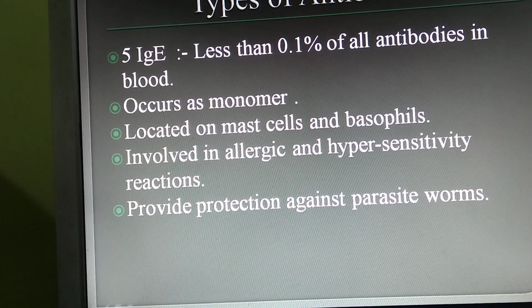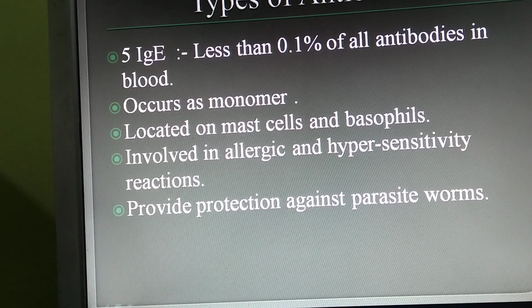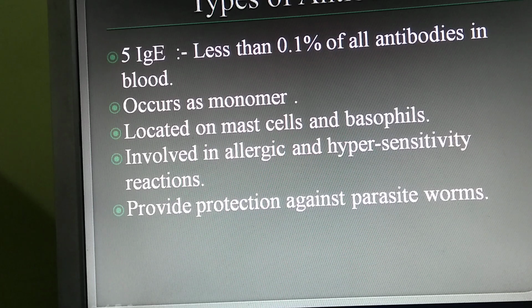This is the summary of the types of antibodies or types of immunoglobulins. Again, remember that these immunoglobulins are produced by the plasma cells, and B cells are converted into plasma cells. These antibodies or immunoglobulins are also found in the blood plasma and they are produced in the liver.